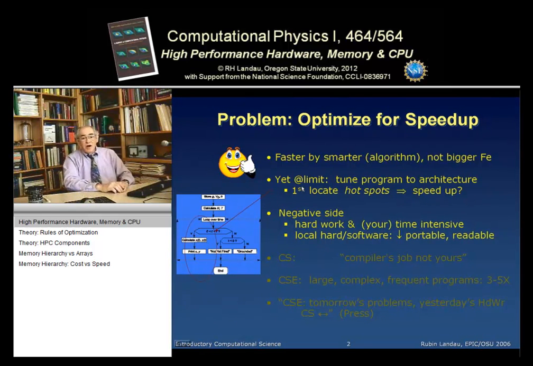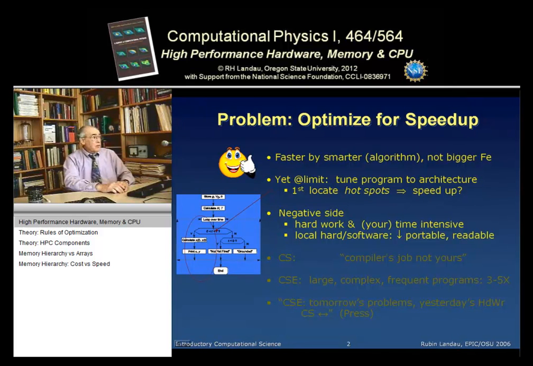There's a negative side to optimizing programs. And this is a controversial topic. We'll talk about that some more. Computer scientists don't all agree. Scientists don't all agree. To optimize a program requires lots of hard work. You don't mind that if it was the computer's hard work, but it's going to be your hard work and your time. This is very intensive.